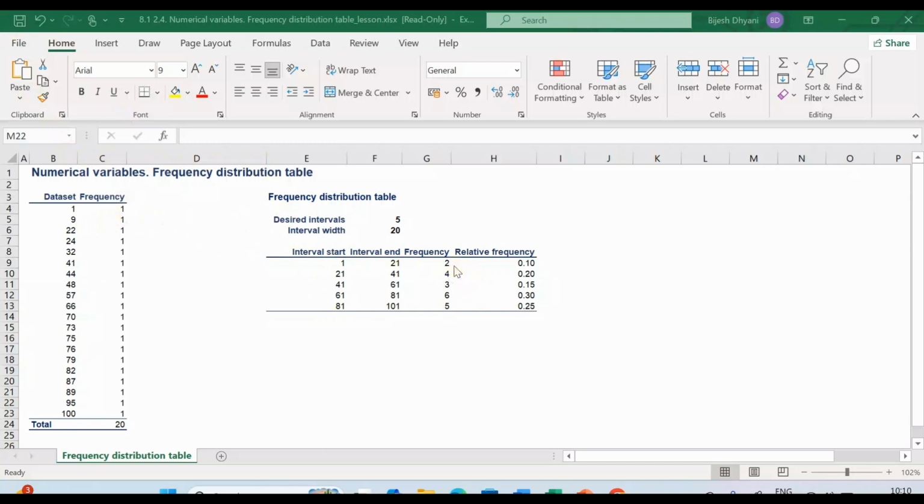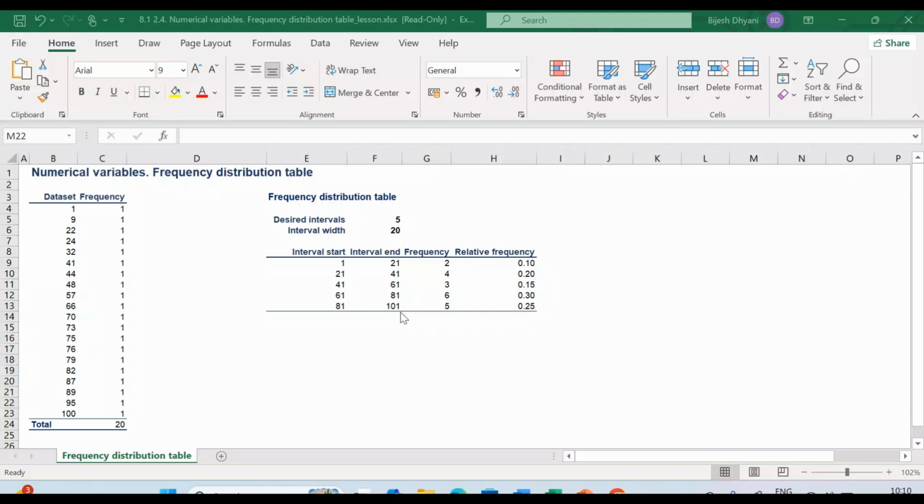Okay, so there are two numbers which are coming between 1 to 21, and then we have 21 to 41, 41 to 61, 61 to 81, 81 to 101. Now what I have done, I have created 5 equal intervals. So each interval's width is 20.